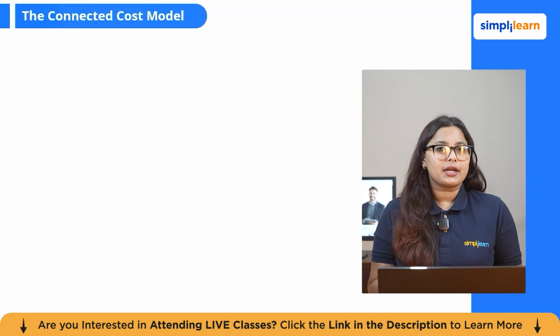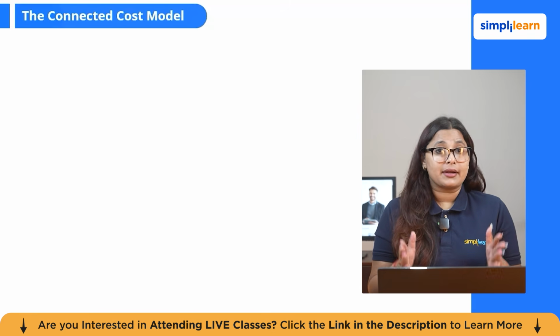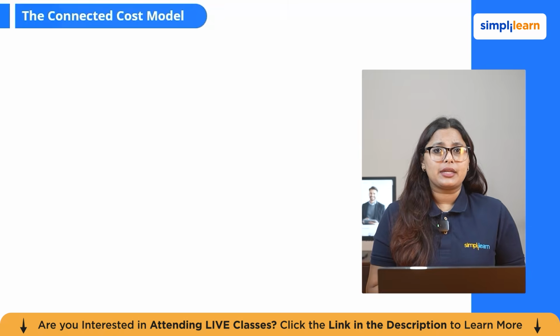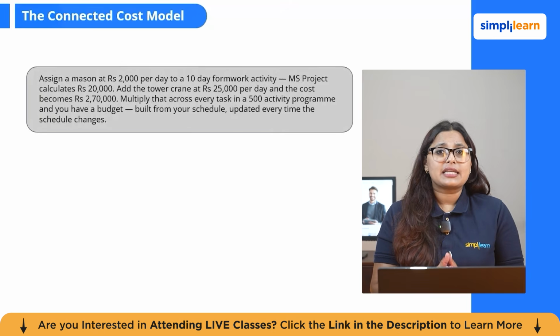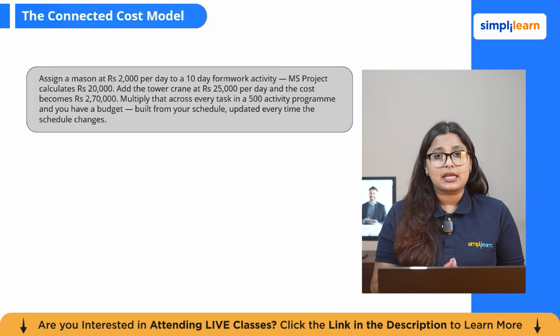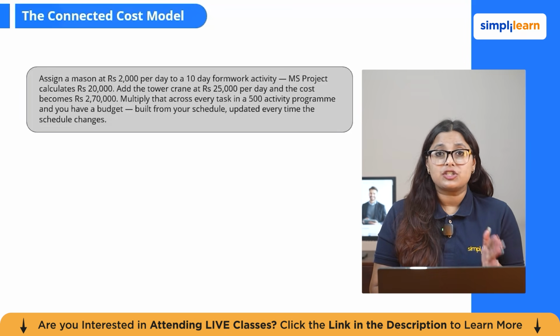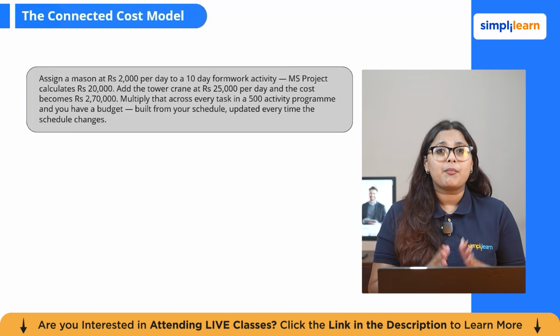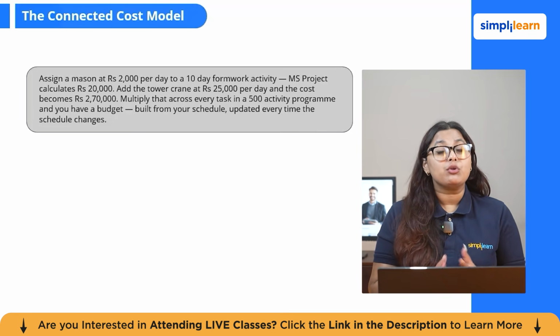Now let's talk about the connected cost model and what this means for construction. For example, when you assign a mason at rupees 200 a day and you have a 10 day activity, MS Project calculates the cost as rupees 20,000 for the task. Assign a tower crane at 25,000 a day for the same task and the cost becomes 2,70,000. Now multiply that across each task in a 500 activity construction program. You will have a budget built from your own schedule, updated every time the schedule changes.